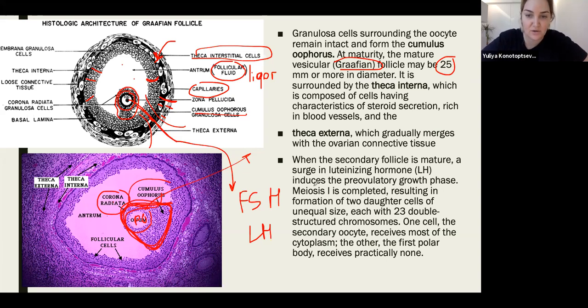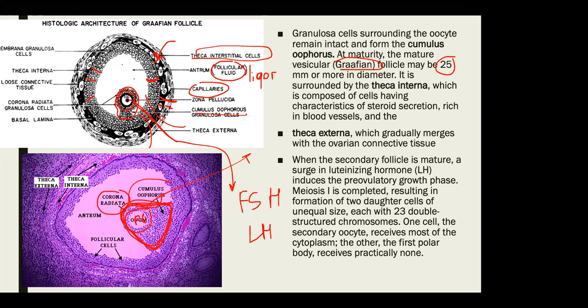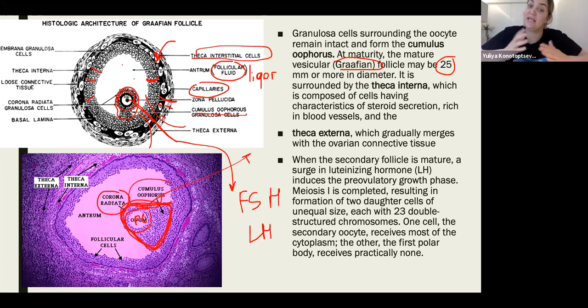So is this clear? So who makes the estrogen? You can't really answer that because technically theca interna gives you the precursor that is needed, right? But granulosa cells are actually converting that precursor to become the estrogen itself. This is the function of FSH. It is done by the FSH stimulation.